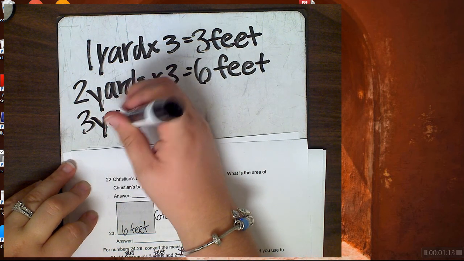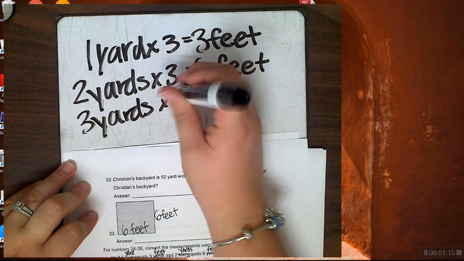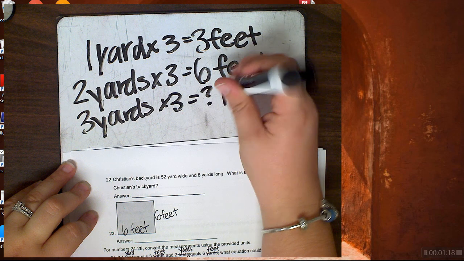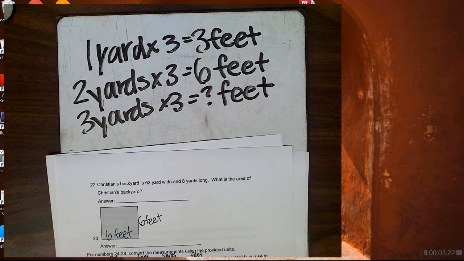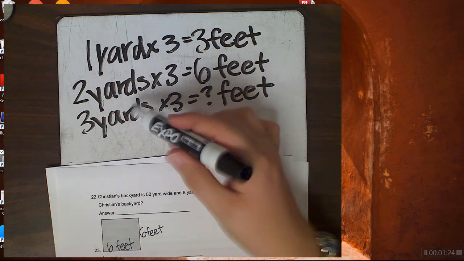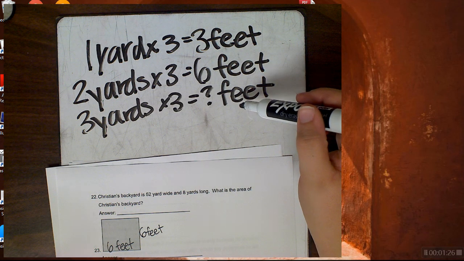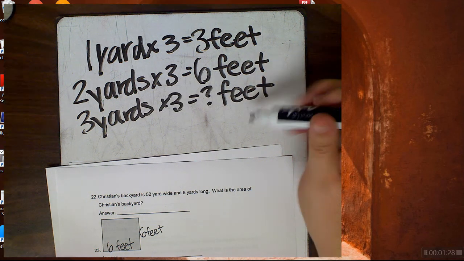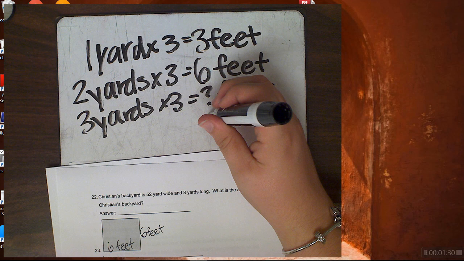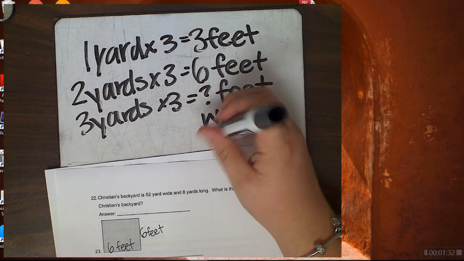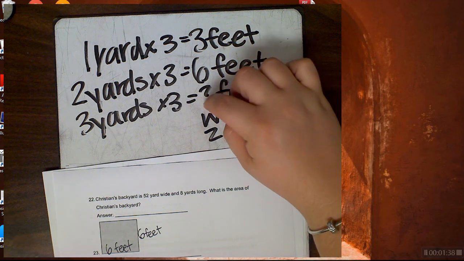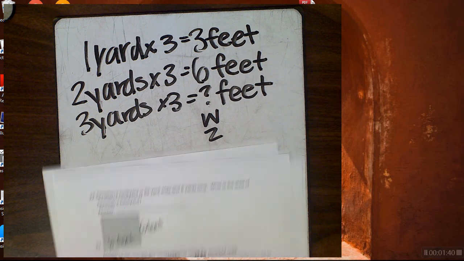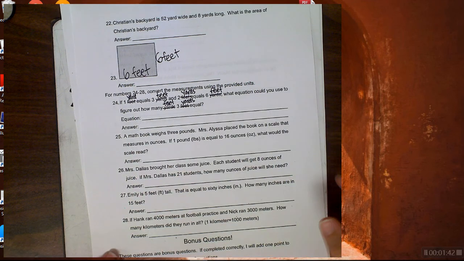So 3 yards times 3 would give me how many feet? So when they're writing the equation, they can just do something like this with the 3 yards times 3 equals question mark feet, or if it's more comfortable for them, they can put a letter in there, W, Z, whatever, their first initial, however they want to do that. And then I want them to solve the equation and figure out how many feet are in 3 yards and put that here on the line that says answer.